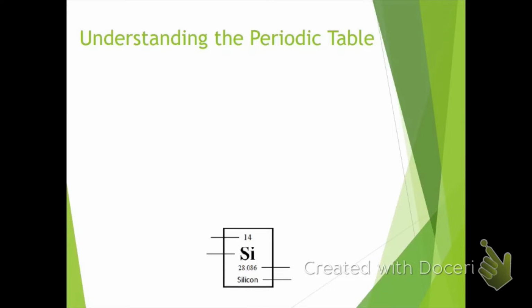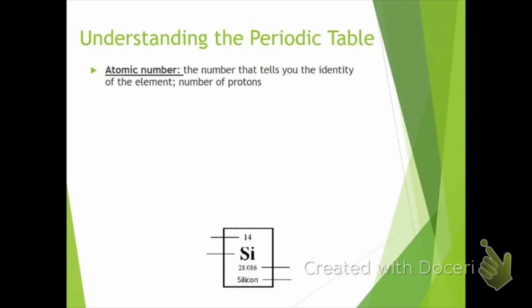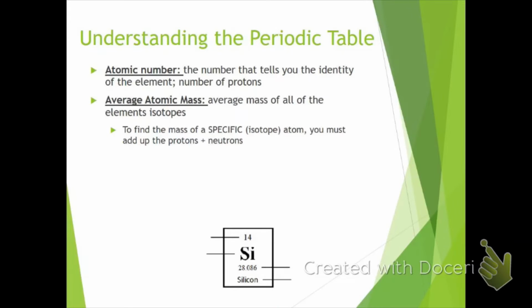A lot of this information for specific atoms, like how many protons, neutrons, and electrons, can be found using the periodic table. Looking at the periodic table, we see this number up top. That big whole number is the atomic number. It tells us the identity of the element and the number of protons. In neutral atoms, the number of protons is also equal to the number of electrons. The other decimal number that you see on there is the average atomic mass. It's an average mass of all the element's isotopes. If you want to know the mass of just one single isotope, that's going to be the number of protons plus the number of neutrons. So more on that to come.